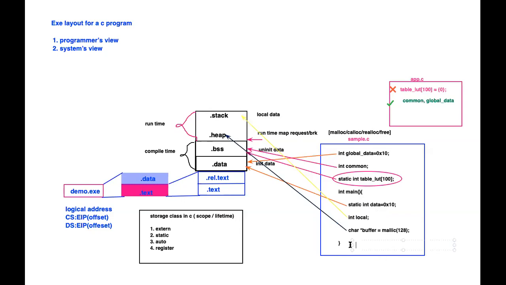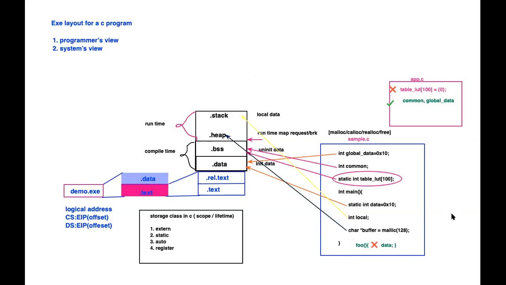So if I have a function foo here, and it wants to make use of data, it won't work. Why? Because it is visible only within that function. Within main it is okay, but not in any other function. Remember that. But then why are we using this? The idea is that we want to privatize it, and we want to retain the value across function calls.